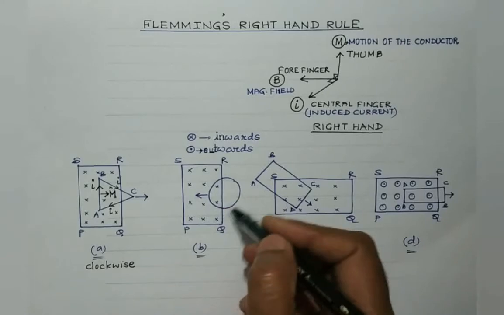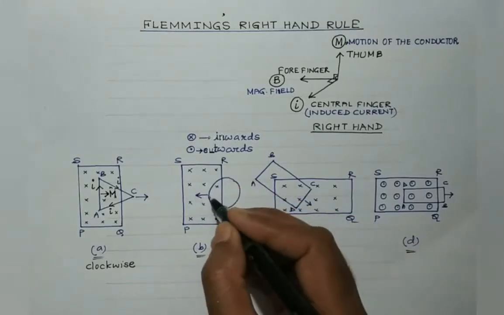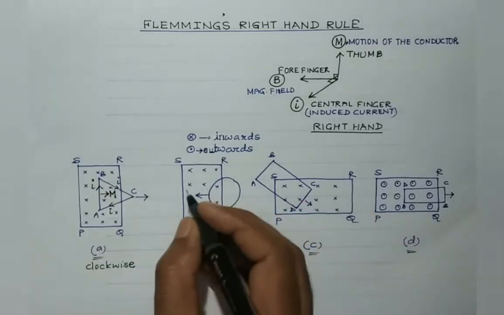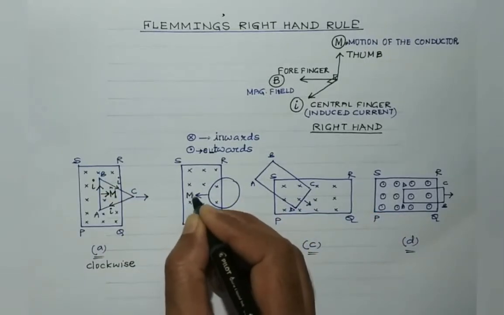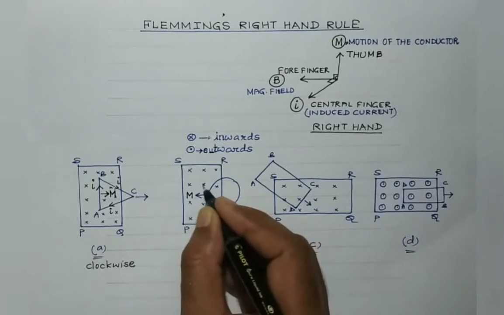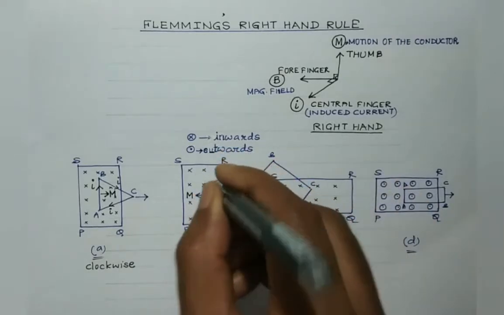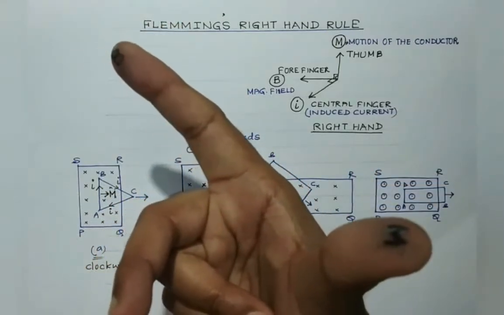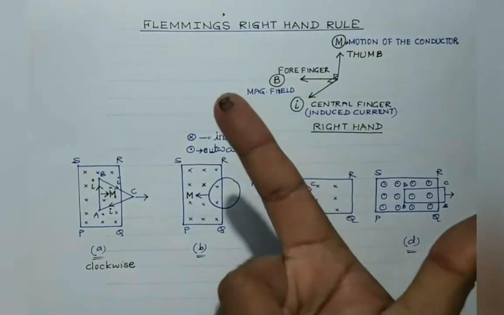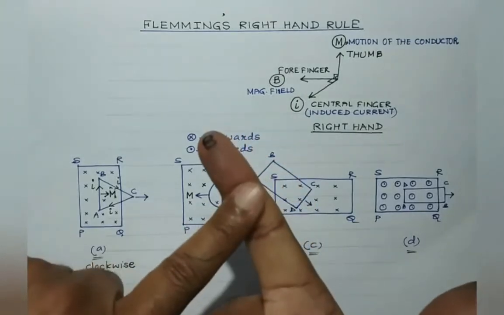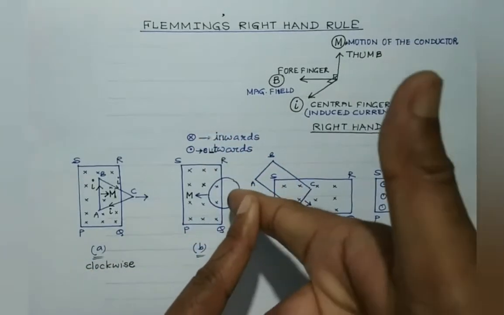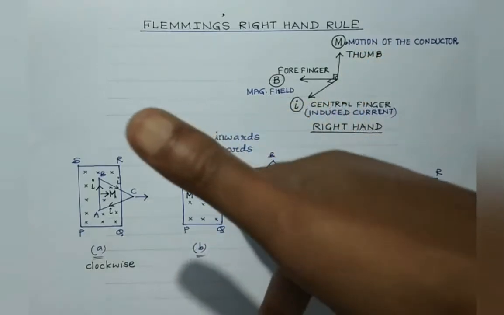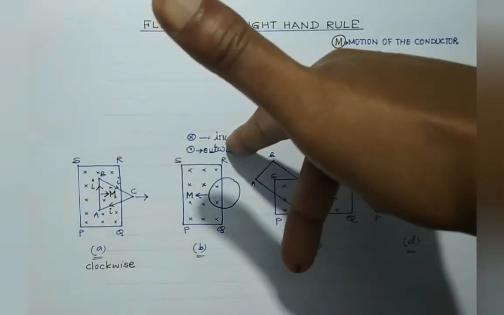Now let's consider the second scenario. Here the circular loop is made to move inside. This is M, the motion of the conductor. The magnetic field is represented by a cross, that is, it is directed inward. So let's apply this rule again. The thumb represents the motion of the conductor. The forefinger represents the direction of the magnetic field, which is in the inward direction like this. And the thumb represents motion, in the outward direction like this.